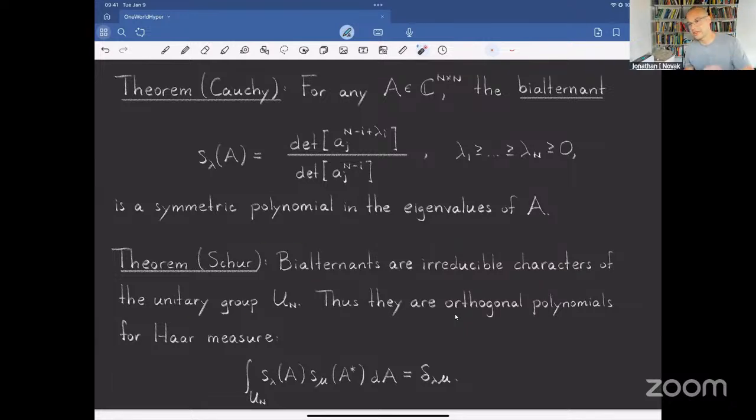It doesn't matter so much if you don't know what that means. The important thing is that if you take two polynomials of this form, they're orthogonal with respect to Haar measure on the unitary group. So if you compute a matrix integral like this, S lambda of A times S mu of A star, where you're integrating over A being an n by n unitary matrix, this is going to be equal to 0 unless these two n-tuples of deformations of the Vandermonde are the same. Okay, so that's the Schur polynomials.